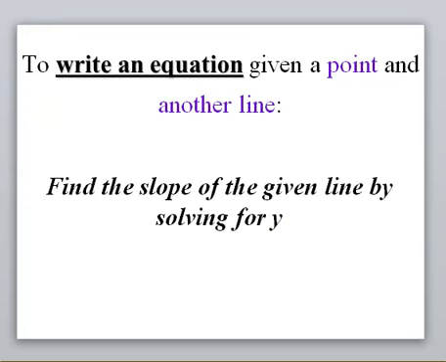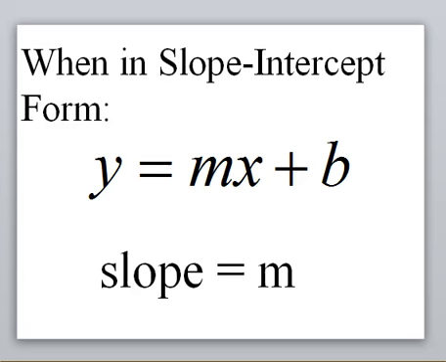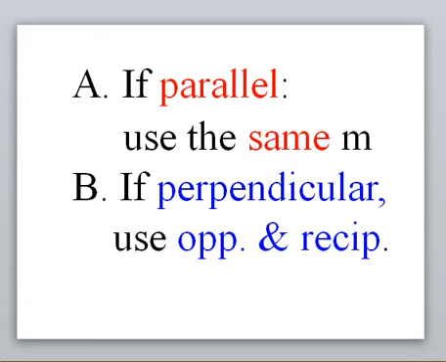To write an equation given a point and another line, the first thing we'll have to make sure that we do is find the slope of the given line by solving for y. If we do that, we'll be able to easily see that the slope is whatever number's in front of the x. If parallel, we'd use the same slope, and if they're asking me to do perpendicular, then I know I'm going to be using the negative reciprocal of that.